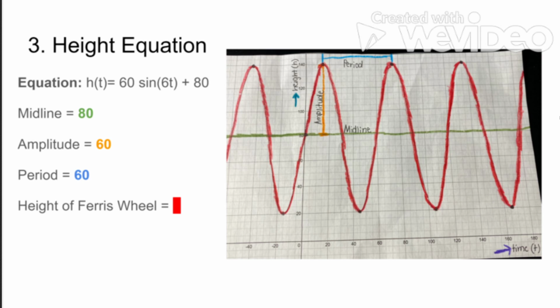Now the period is what is known as the rotation of the graph. It is the time from one rotation to another. So it'll be 60, as seen in the equation. It'll take 60 seconds for the graph to rotate.